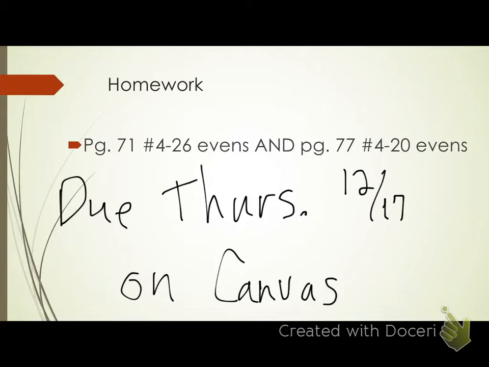Page 71, numbers 4 through 26 evens, and page 77, numbers 4 through 20 evens. Put them on one sheet of paper. Or if you need two sheets of paper, that's fine. But don't make them two separate assignments. They're one big assignment. Okay? Once again, due Thursday, December 17th on Canvas.